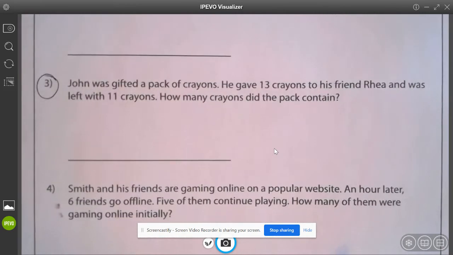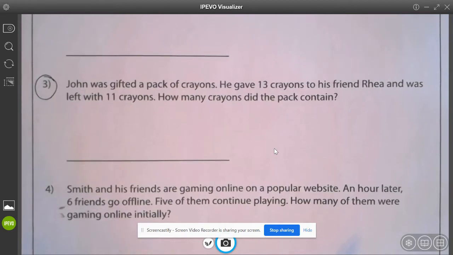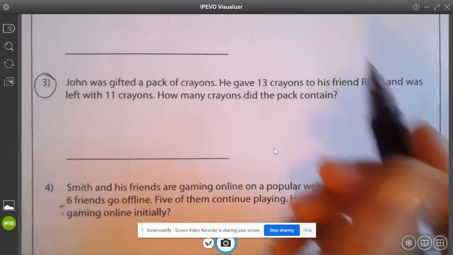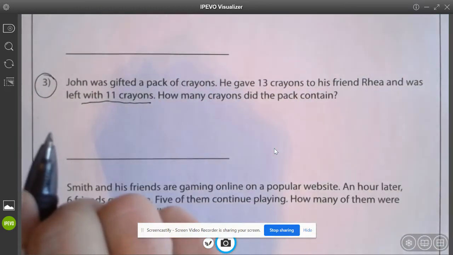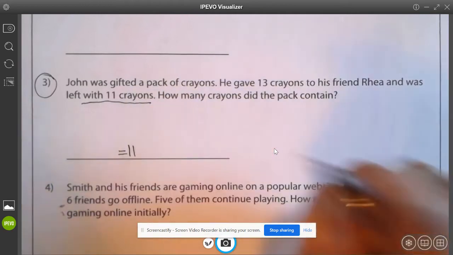It says John was gifted a pack of crayons. We're talking about crayons now. He gave 13 crayons to his friend Ria and was left with 11 crayons. How many crayons did the pack contain? That sounds very similar to the one we just did, right? So we have kind of a result here. He's left with 11 crayons, so I'm gonna use that as my result.